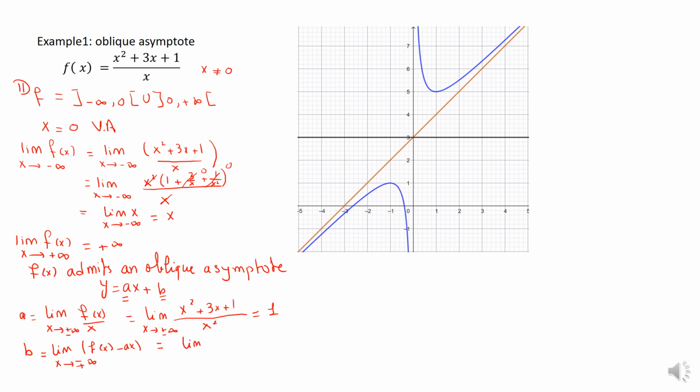So it is the limit of x squared plus 3x plus 1 over x, minus x. Calculated, it will be the limit of 3x plus 1 over x as x tends to plus or minus infinity. It's equal to 3, which means that b is 3 and the oblique asymptote is y equals x plus 3.